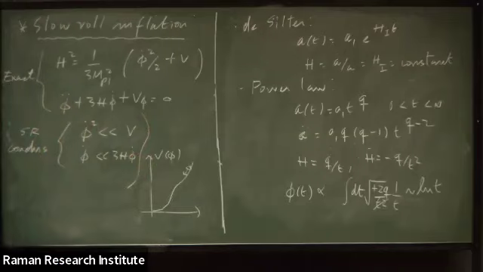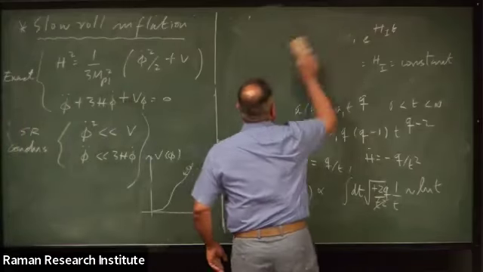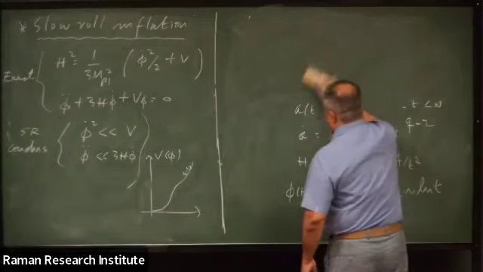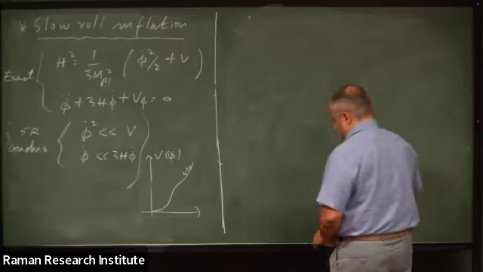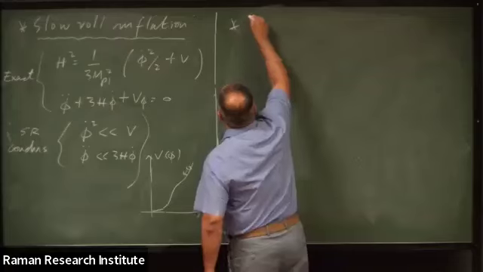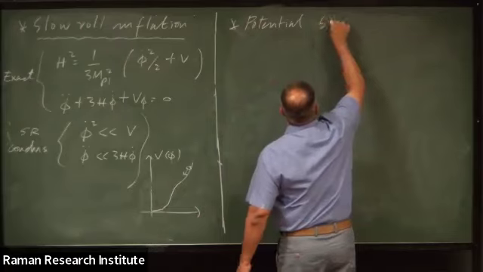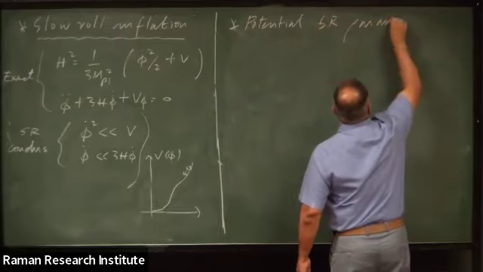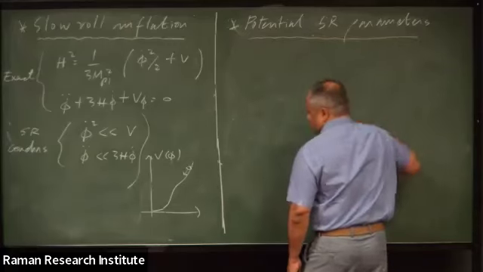Amazingly, if these two conditions are satisfied, you can integrate these equations very easily, almost trivially. I'll come to that in a little while. But I will construct, using these arguments, what are known as slow roll parameters. In fact, I will construct what are known as potential slow roll parameters. SR stands for slow roll.